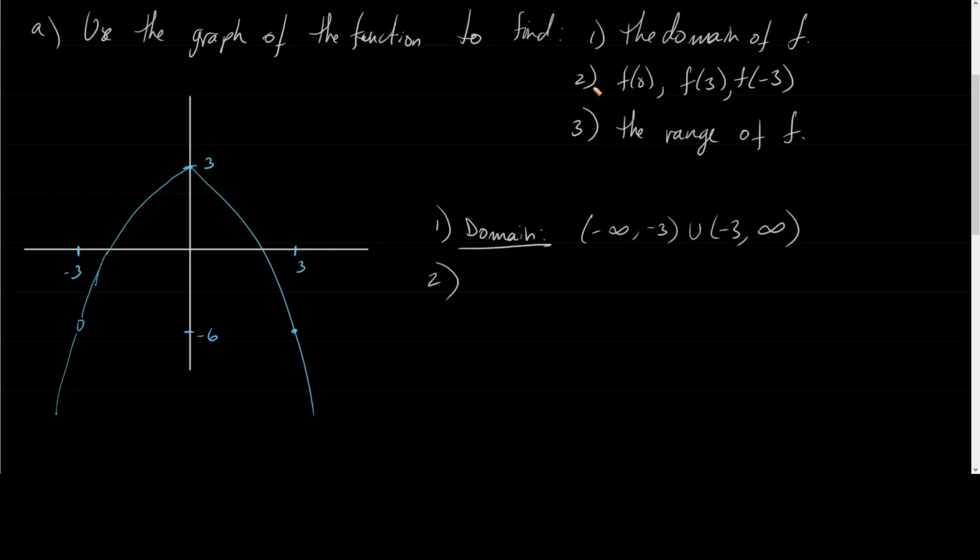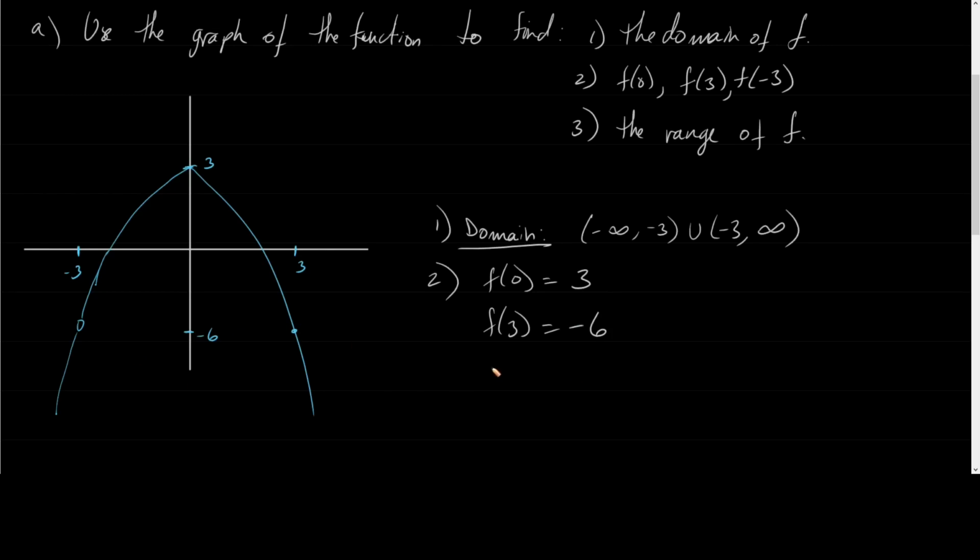Next question, part 2. So what is f of 0? Well, based on this graph, f of 0, here's 0, right? The x value is 0. What is the value of the function there? Well, it's at this height, so f of 0 is 3. What about f of 3? Well, f of 3, at this value, where the x value is 3, the function is at the height of -6.